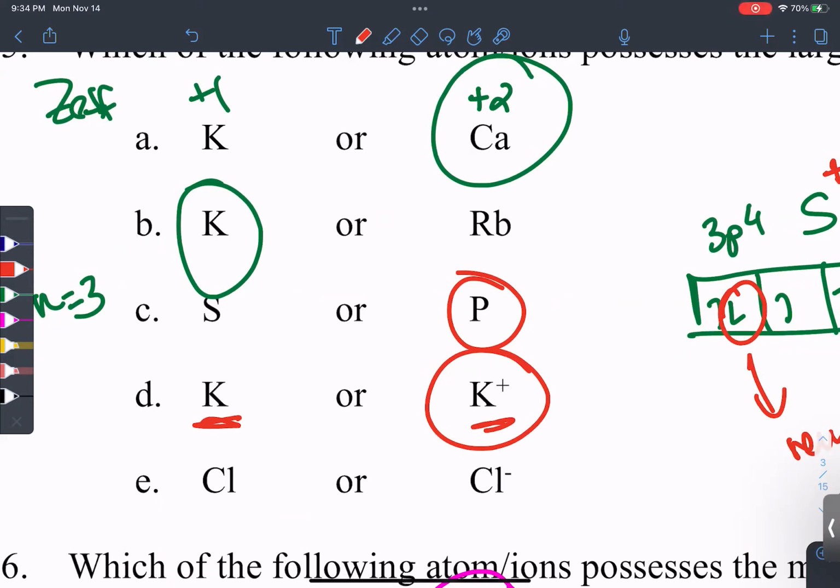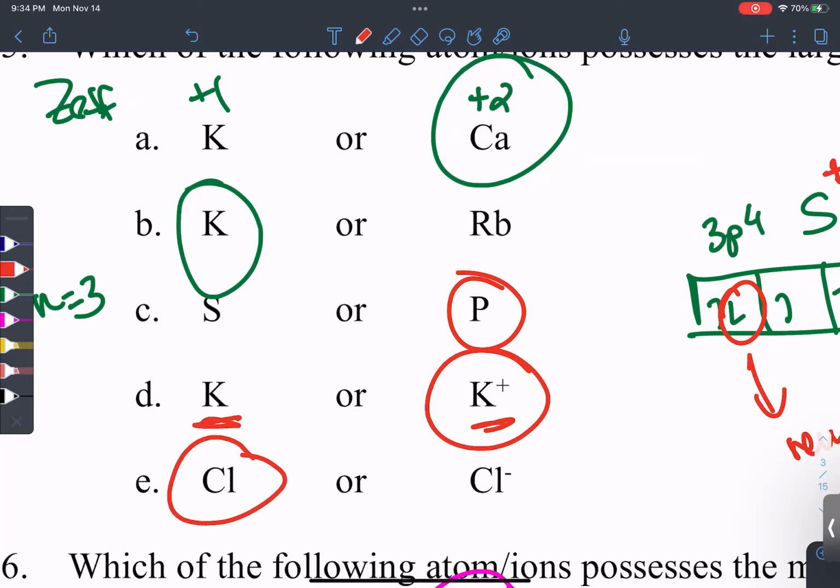Okay. Chlorine or chlorine minus? Which one is harder to remove an electron from? It's like halvesies. Yeah, so it's actually chlorine.